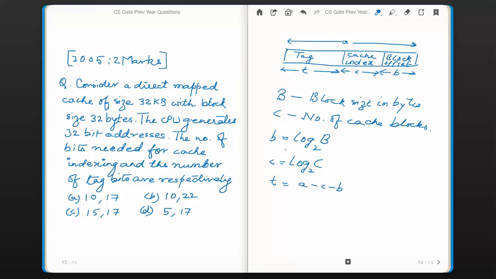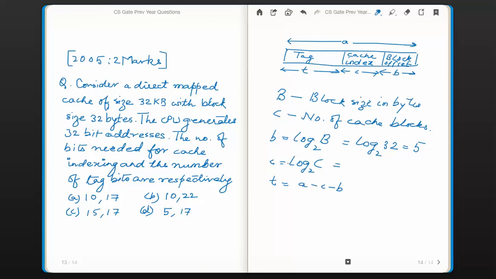So let us put the value of capital B in the formula to get the block offset size in bits. Here, consider a direct mapped cache of size 32 kilobyte with block size 32 bytes. So block size is 32 bytes, and if we put 32 in this formula, then we would get 5, right? So the block offset is of size 5.